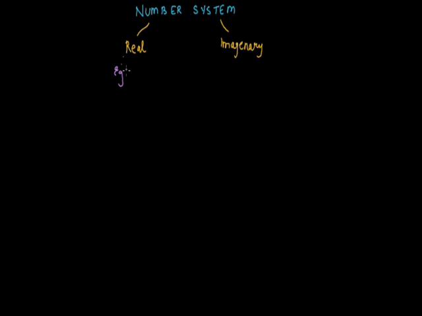Example: 1, -1/2, √3 and so on. Now, real numbers are divided in two categories. One is rational numbers and the other is irrational numbers.